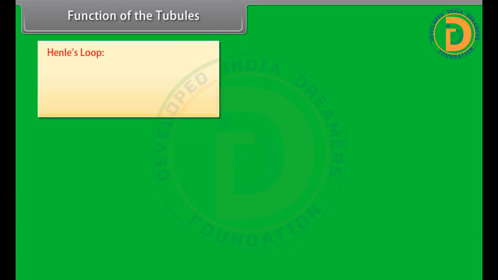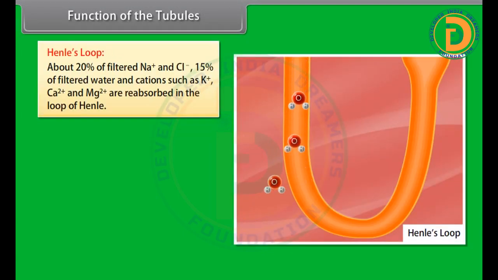Function of the tubules. Henle's loop. About 20% of the filtered Na+ and Cl-, 15% of filtered water and cations such as K+, Ca2+, and Mg2+ are reabsorbed in the loop of Henle.